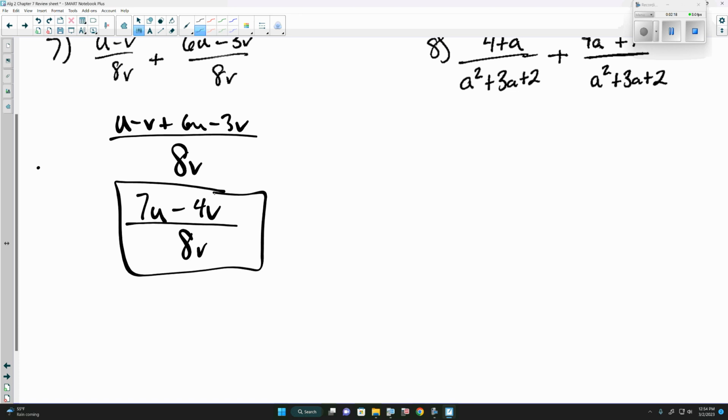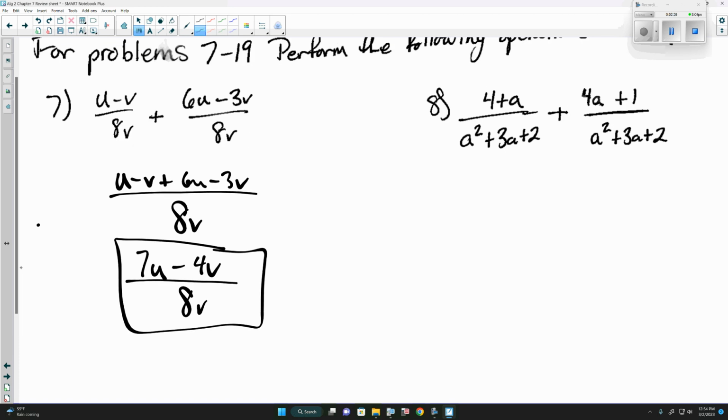So we get this here. And that's really it, because if the denominator is the same, we add or subtract the numerators. We do need to be careful with subtraction, because we do need to change the signs of what we're subtracting because of the subtraction sign. But other than that, that's about it. Put that one there. Questions on number 7?